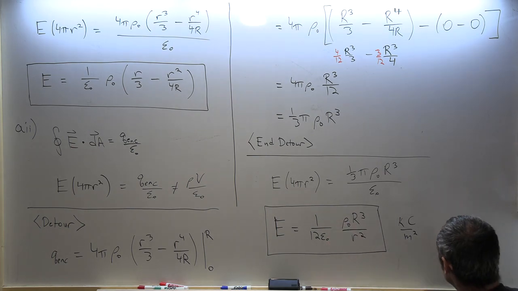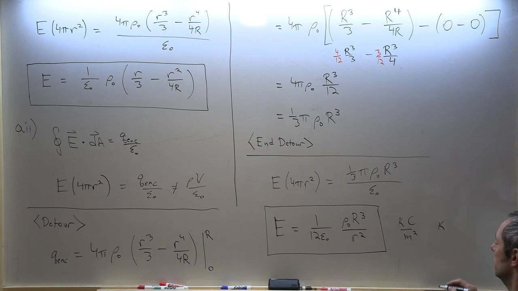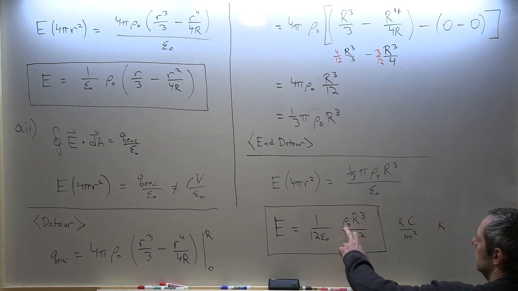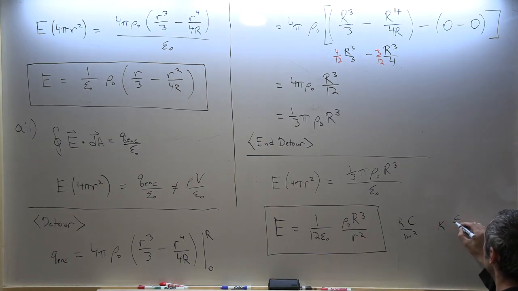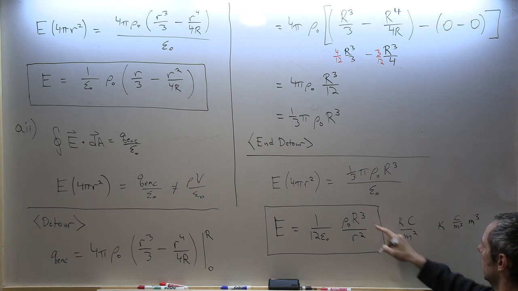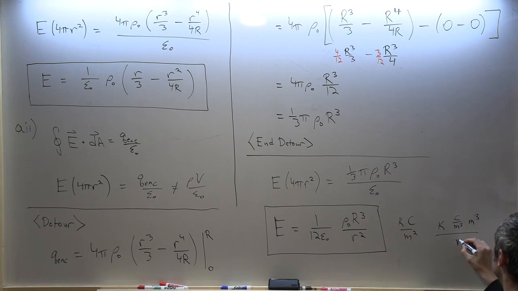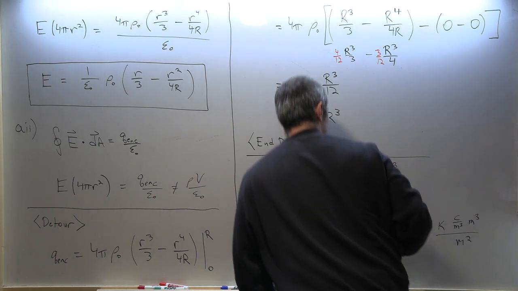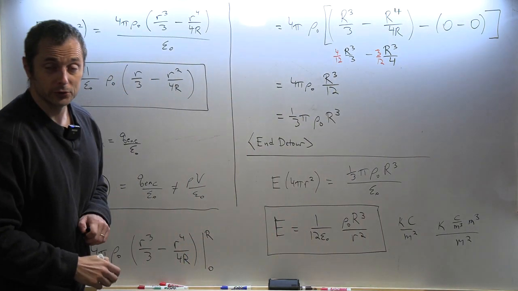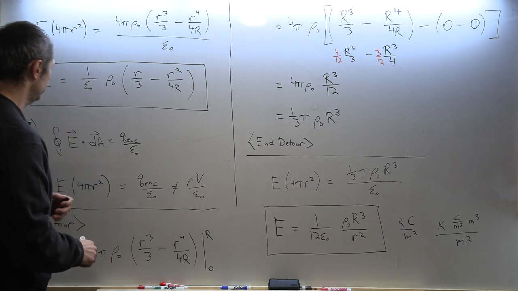Well, we have the 1 over epsilon 0. That satisfies the units of K. Rho 0 is coulombs per meter cubed. Then I have meters cubed for the R cubed all over meters squared. And you can see these meters cubed go away, and I do indeed have the right units for this formula, so it looks like it has the right form at least.